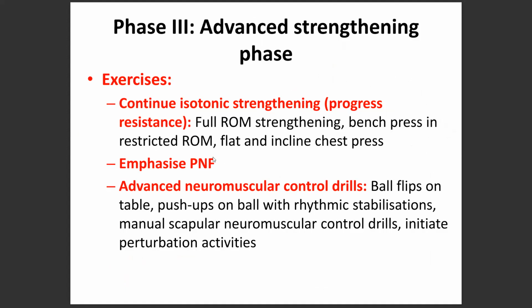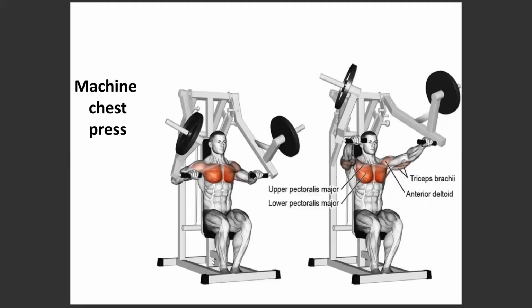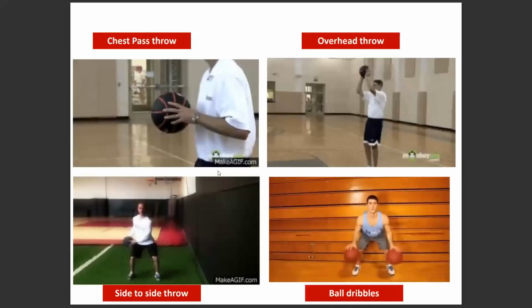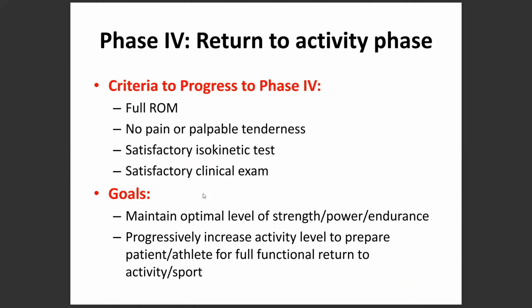Emphasis should be on PNF, advanced neuromuscular control drills, ball flips on the table, push-ups on the ball with rhythmic stabilization, manual scapular neuromuscular drills, and initiating perturbation activities. So these are the chest pass exercises. These are the overhead throw exercises. These are the ball dribbling exercises and side-to-side throw exercises.